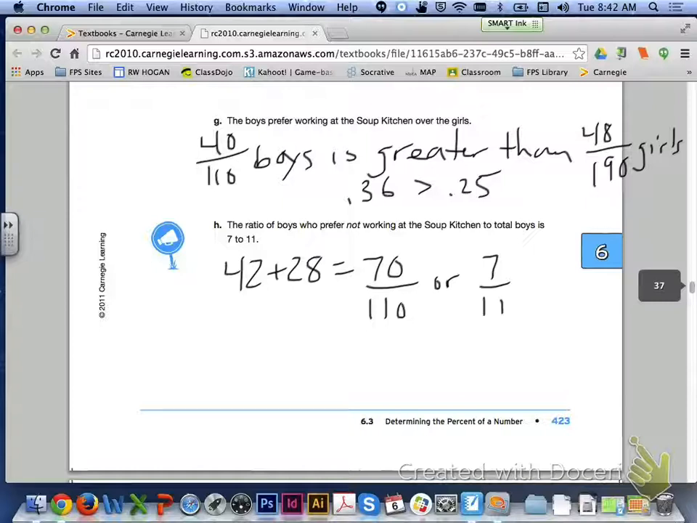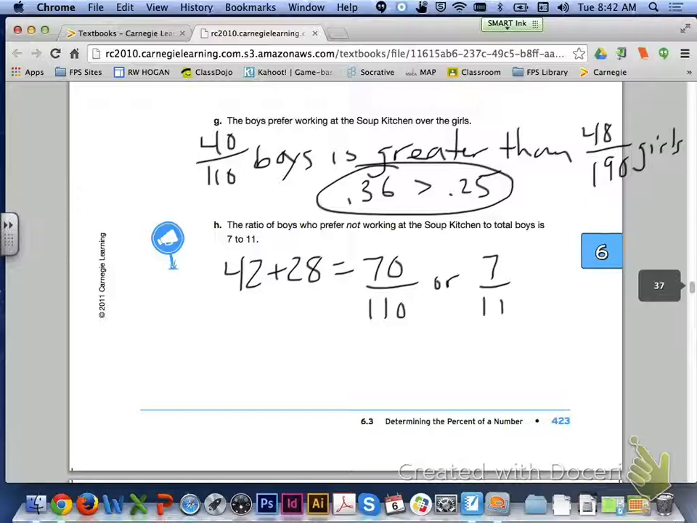If we take a look at letter G, the boys prefer working at the soup kitchen over the girls. 40 out of 110 is greater than 48 out of 190 for the girls. Again, I converted both of those into decimal form. 36 hundredths is greater than 25 hundredths.